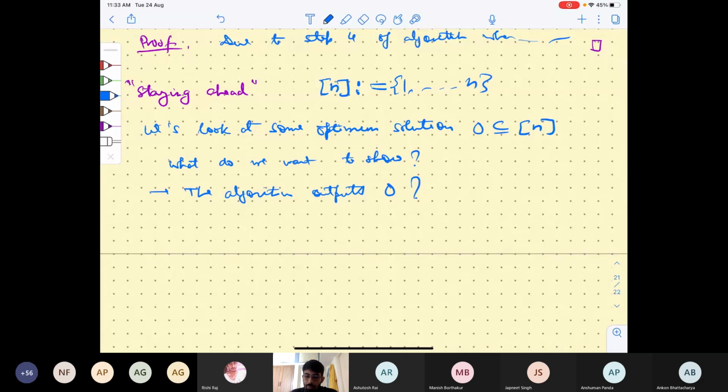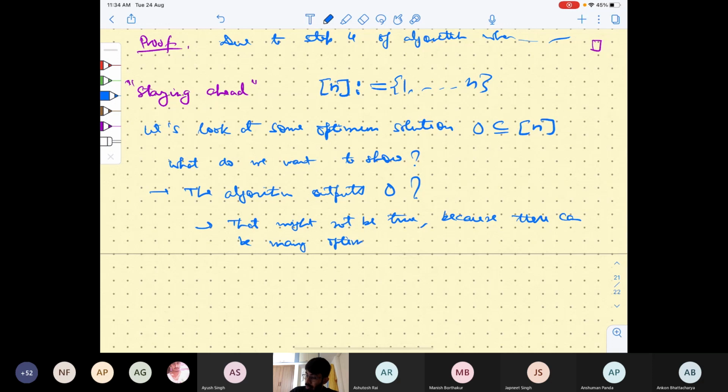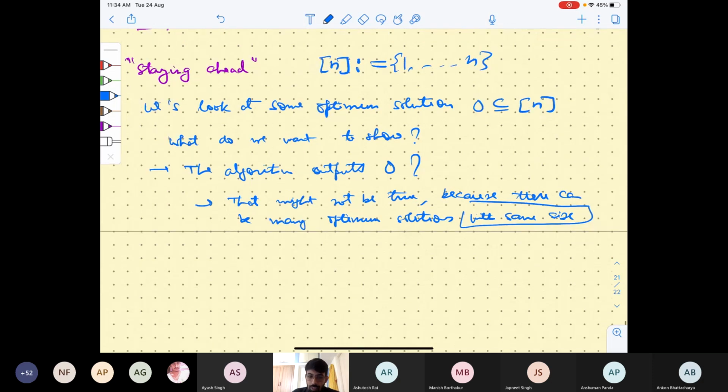I mean, ideally we would want to show that, but can we show such a thing? There might be some other optimal with the same number of tasks. Exactly. So that might not be true, because there can be many optimums. With same size, right? I mean, this part is actually redundant because they are optimal solutions, so they have the same size, but still just to emphasize.